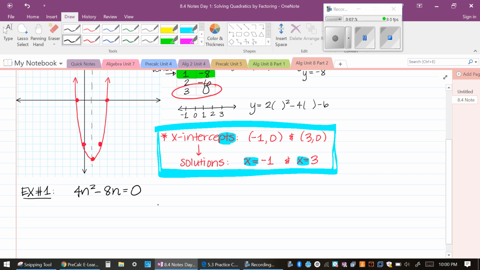Now, in order for me to solve quadratics, it is super, super important that if you have a quadratic term and you have a linear term, you don't have to have a constant term, but if you have a quadratic and a linear term, you have to make sure that they are on the same side of the equal sign.